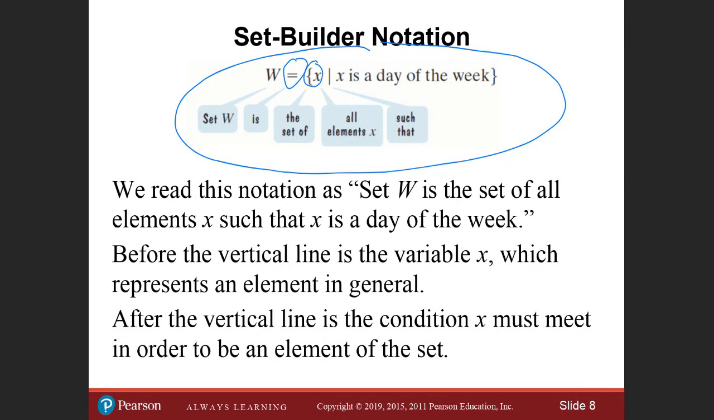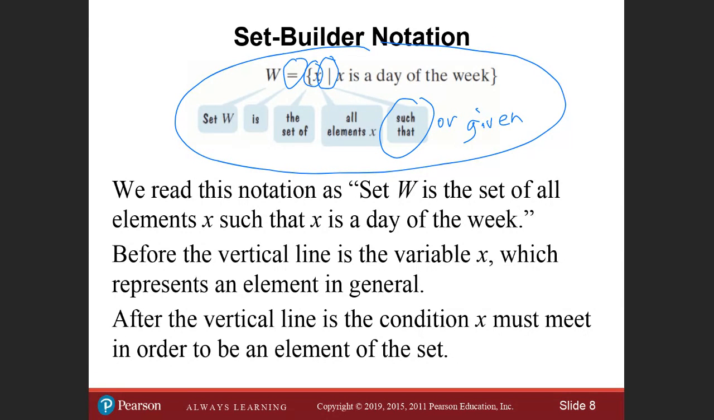The first X here represents all elements of X. That's the variable that we are using. And then the vertical line means such that. That's the word you can use, or in other textbooks, the word given. So you can say all elements X such that, or all elements of X given X is a day of the week. That's how you use the set builder notation.